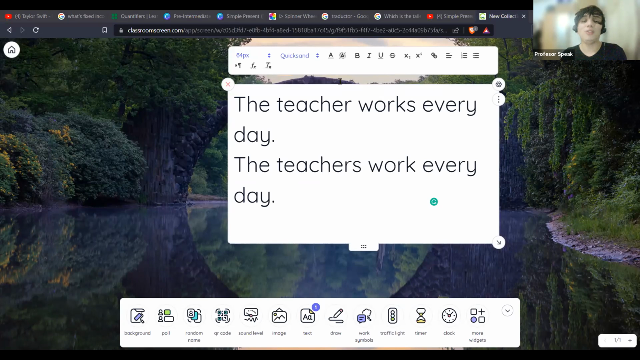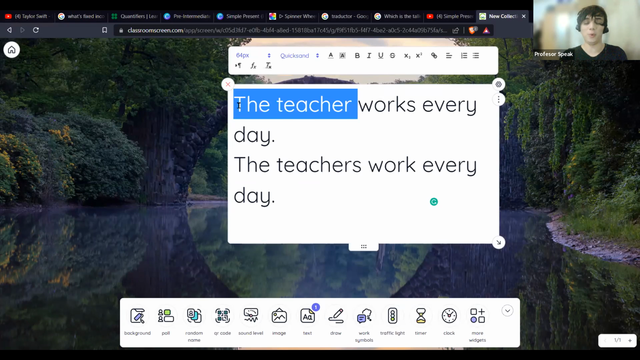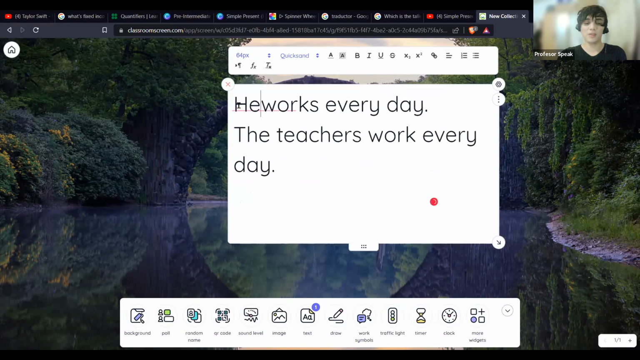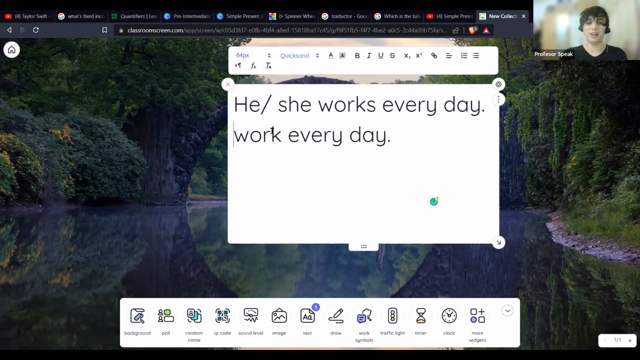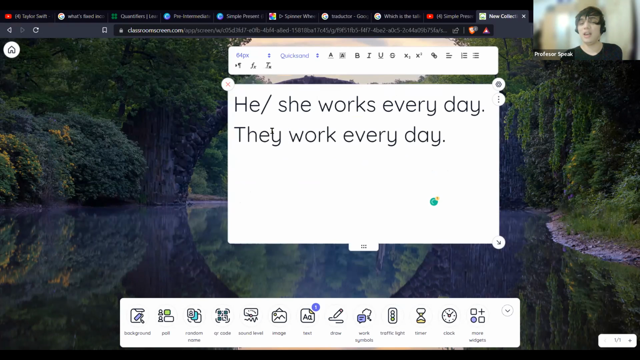He, she, they. Very good. And the first one can be replaced with he or she. He works every day. She works every day. And this one, we can replace it and use they. They work every day.